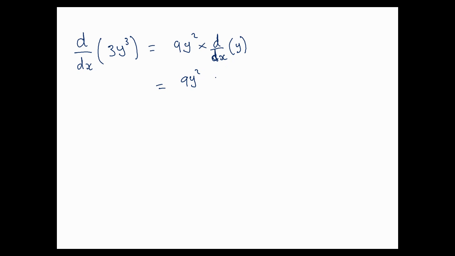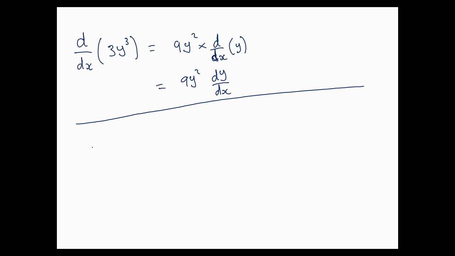Let's take another example just to be sure. Let's take this example. d dx, so the differential of 3y cubed. So we've got the outside function. If we differentiate the outside function, that's going to give us 9, because 3 times 3, bringing the power down, y squared. Then we multiply by the differential of the inside function. Okay, and that's going to give us 9y squared dy dx.